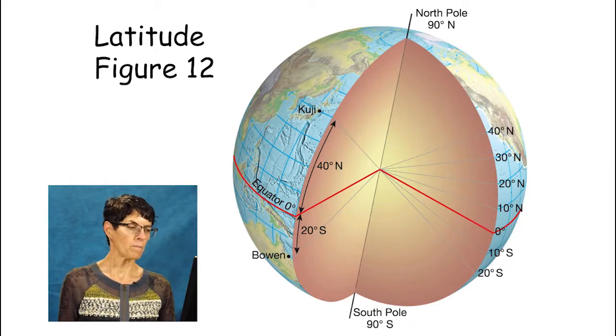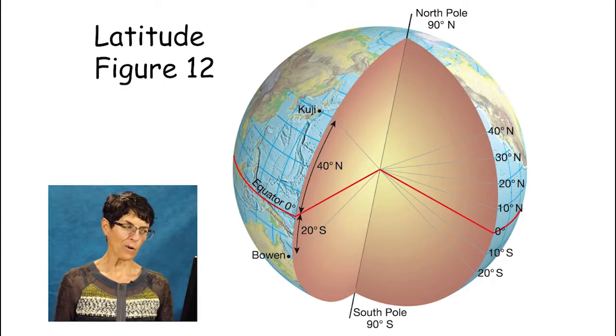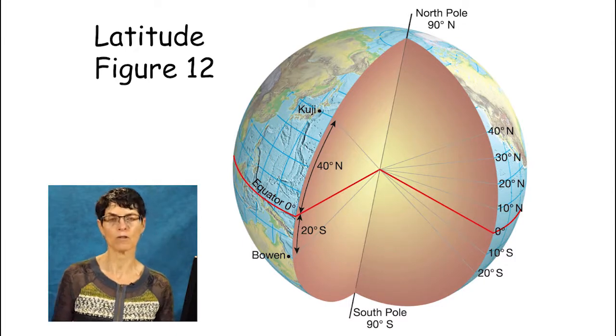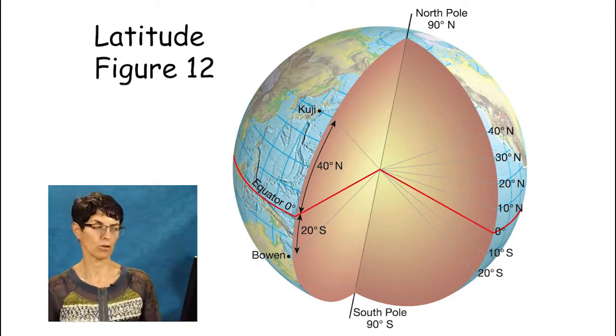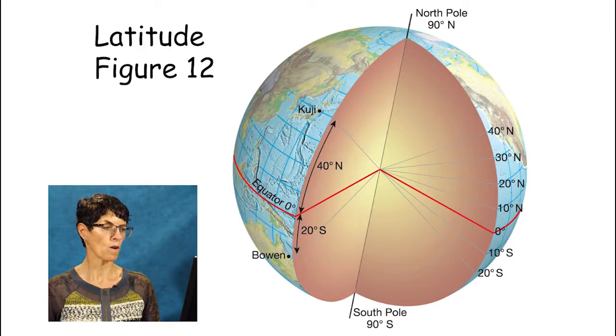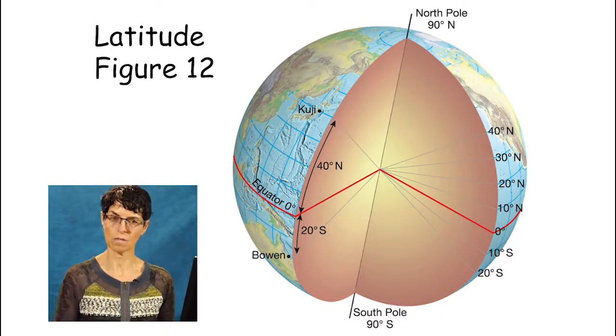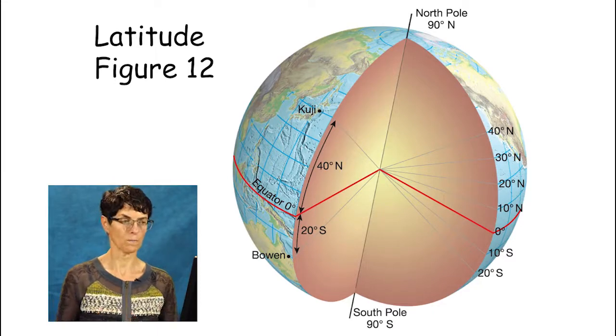So what we do is, in our mind, or on this illustration, we draw a line from Kuji to the center of the Earth, and from the position on the equator directly below Kuji to the center of the Earth. And the angle between these two lines is the latitude of Kuji. On figure 12 in your textbook, you see that Kuji is at 40 degrees north. It means that location makes a 40-degree angle to the center of the Earth with the equator.